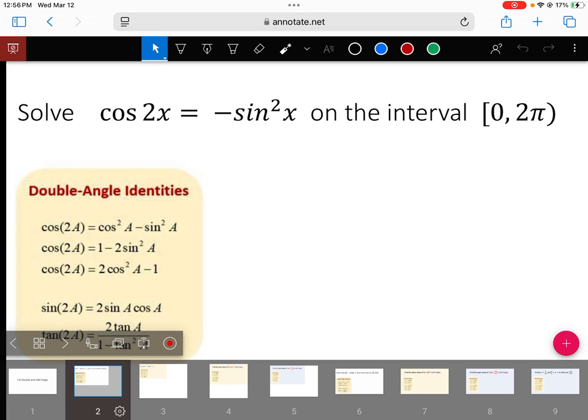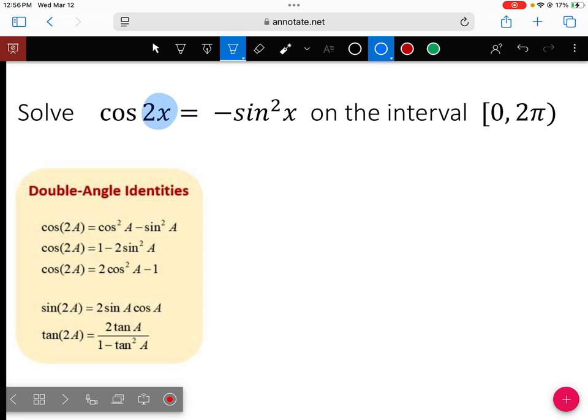Step 12 is you have to do a substitution. Anytime you see a 2x, that means it's a double angle. So we need to do a substitution. Wait, 2x? It does. It means double angle. If you multiply by 2, you are doubling it.